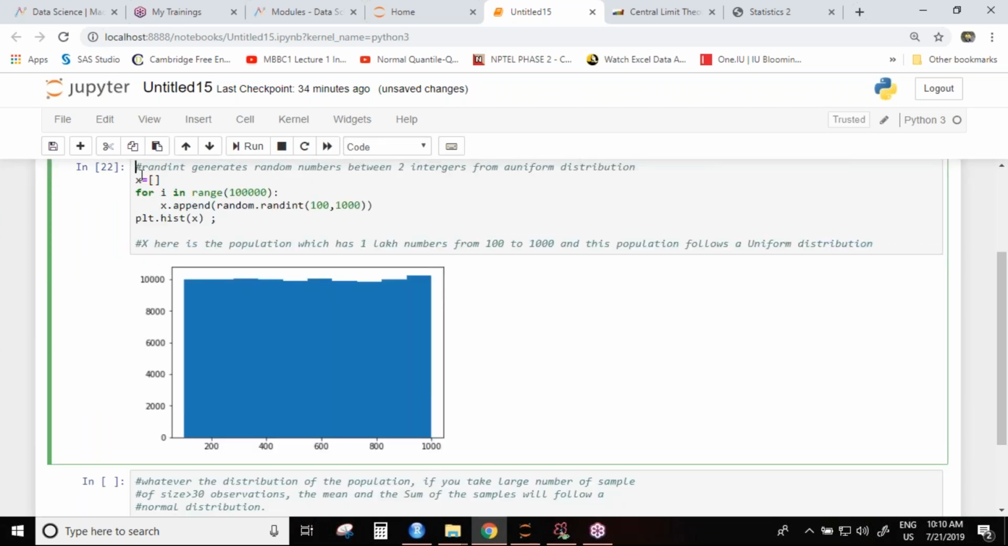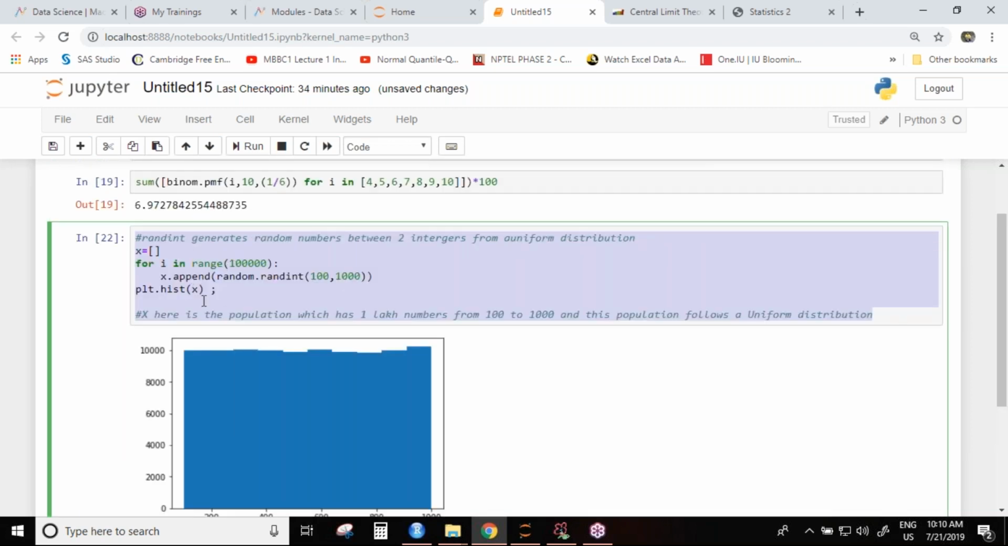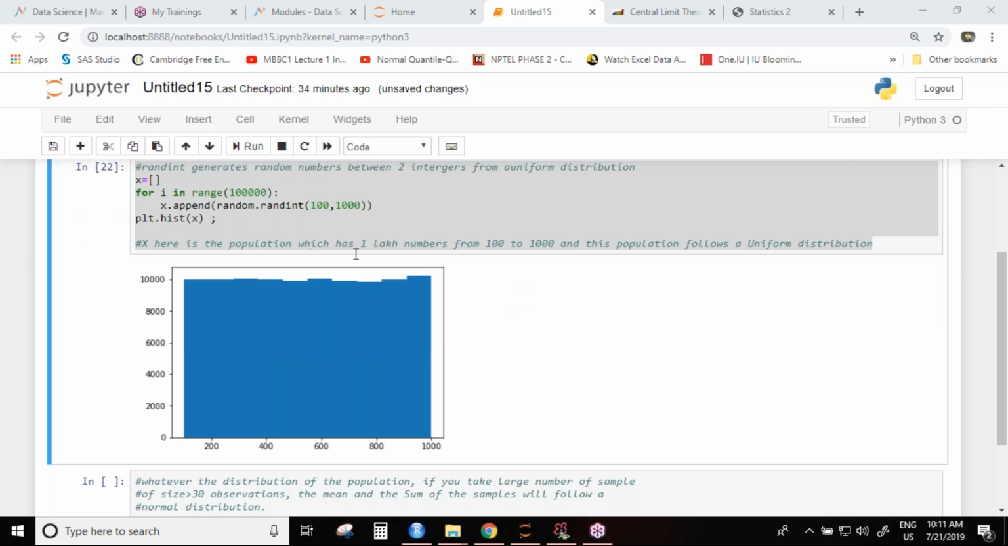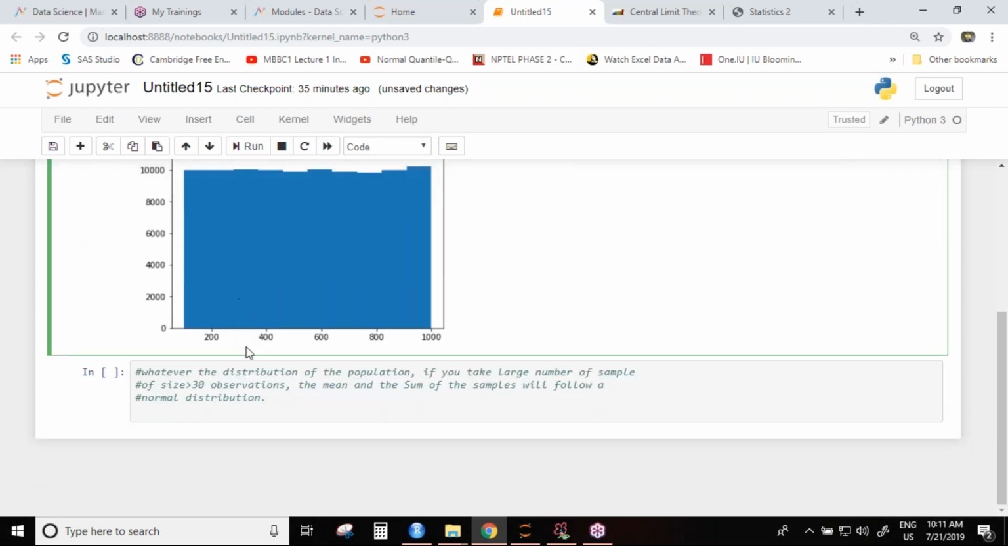Is this clear? Do you understand whatever is in this cell? So you have just created a population. Now what will we do?